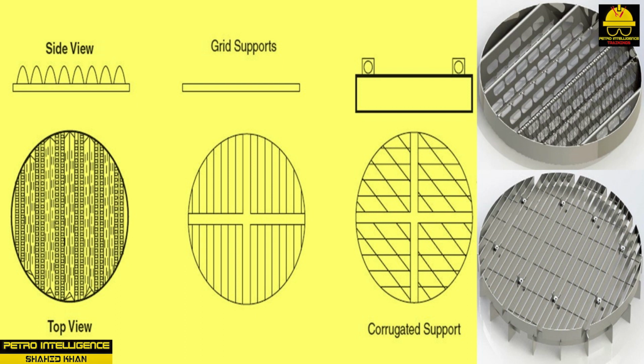Packing supports are designed to provide sufficient gas-liquid passage and to prevent the packing from migrating into the lower sections of the column. Packing support plates come in the following designs: flat sieve plates, gas injection support plates, grid supports, cone supports, and corrugated supports.